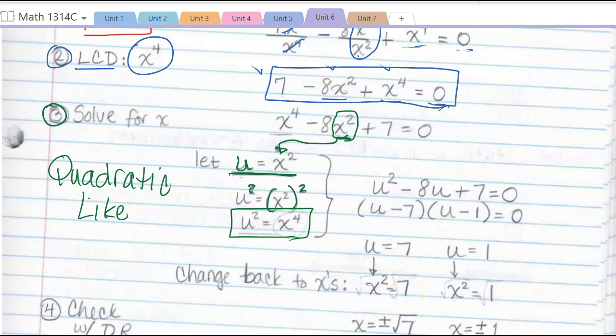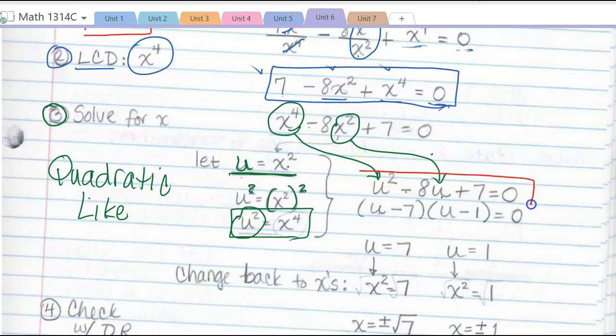So that means I am going to change my equation so that instead of x to the fourth, I'm going to write u squared. That's where this one came from. Then I'm going to have minus 8, and instead of writing x squared, I'm going to have minus 8u, because x squared is equal to u. And then I still have my plus 7 equal to 0.